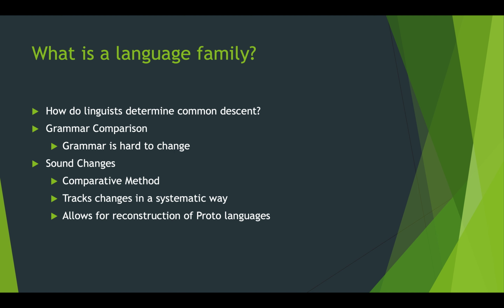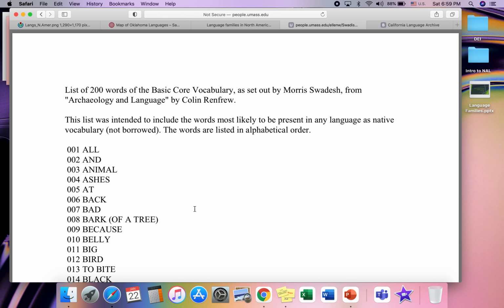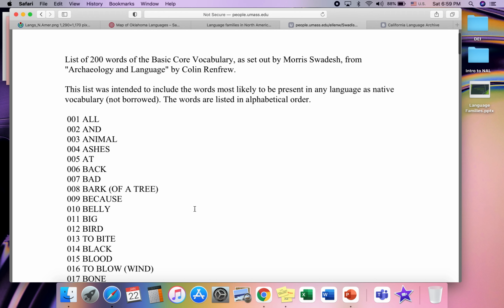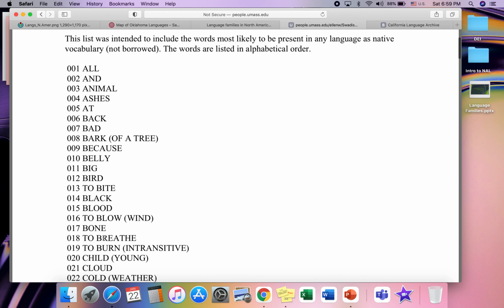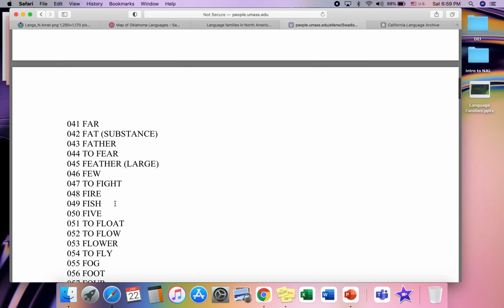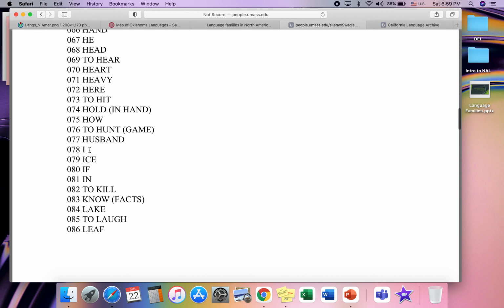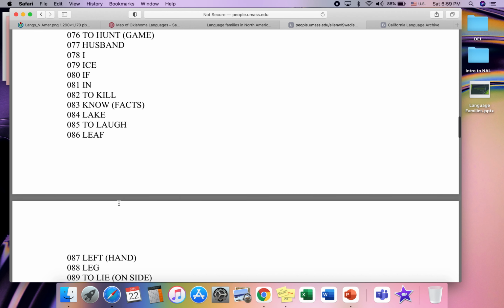So for a word comparison, I have the link here to Swadesh's list. These are the 200 words of the core vocabulary, and they're numbered here. And you can see that there's nouns like day, there's verbs like to die, to dig, there's adjectives like dirty. There's not a lot of function words, not things like prepositions in, on, of. There's not a lot of words like determiners like the or an. We have a pronoun here in I, and so that's interesting to see.